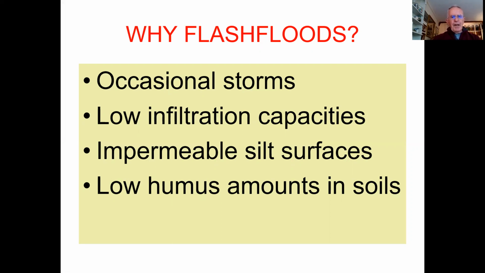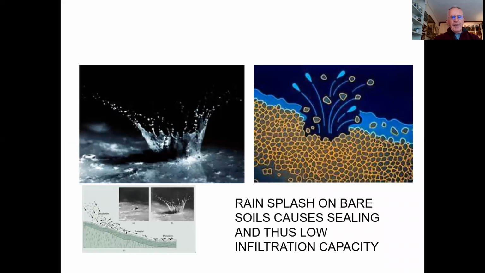And in particular, we get a lot of silty surfaces in deserts which are impermeable because they're battered and splattered by raindrops, which make them impermeable to infiltrating water. So these are some of the reasons we get flash floods in deserts. And this is what I've just been saying about rain splash on bare soils with a lack of vegetation, causing sealing of the ground surface and thus a low infiltration capacity, which generates runoff.